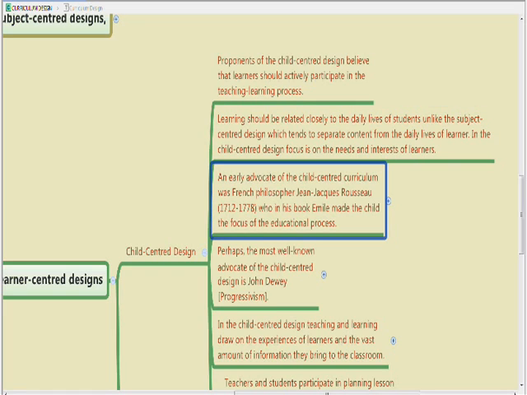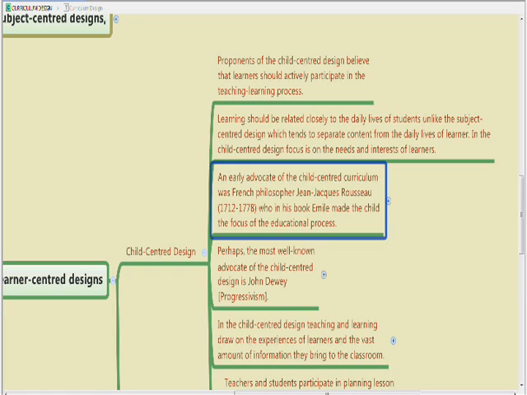Then, an early advocate of the child-centered design curriculum was the French philosopher Jean-Jacques Rousseau. I'm sorry about my pronunciation. In his book called Emile, the child is the focus of the education process. So Rousseau talks about how learning is personalized. It should be within the domain, the culture and the context of the child.